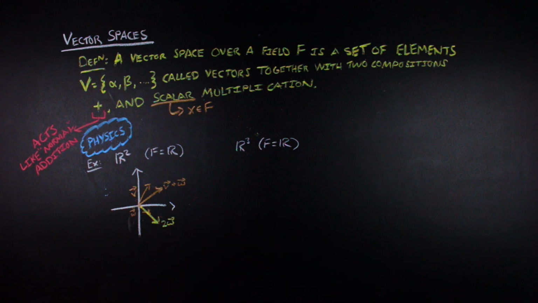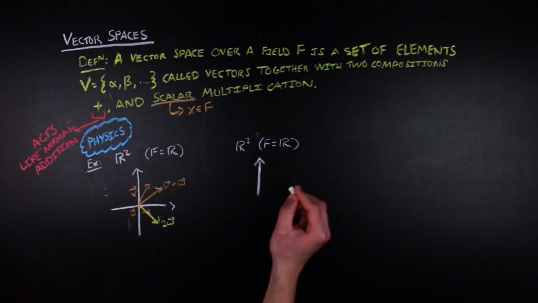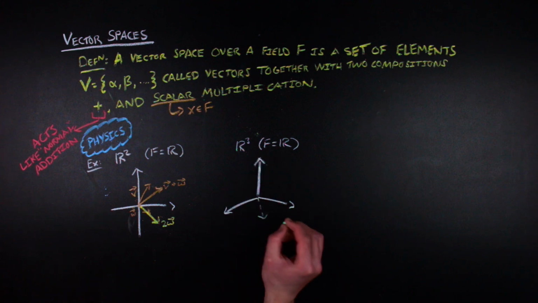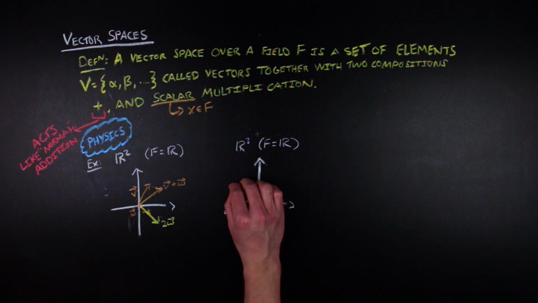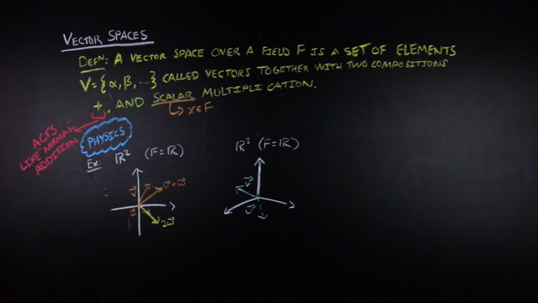Great, awesome. Next, we have R3, which is just the 3D world in which we live, and that's more common when you're modeling things in three dimensions. Works a lot like the plane, but just one more dimension is available to you.